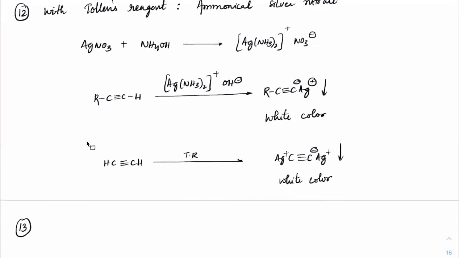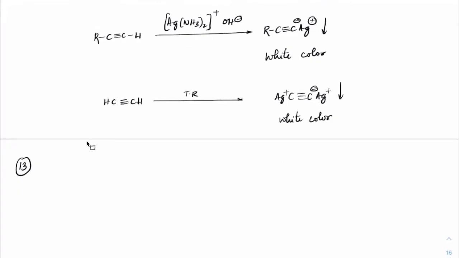Now the same reaction, if you treat that with ammoniacal cuprous chloride, the precipitate is red in color. That's all the difference is. That is, if I take RC triple bond CH in the presence of Cu2Cl2 (cuprous chloride) plus NH4OH, we get RC triple bond C minus Cu plus. Now this is a red color precipitate.